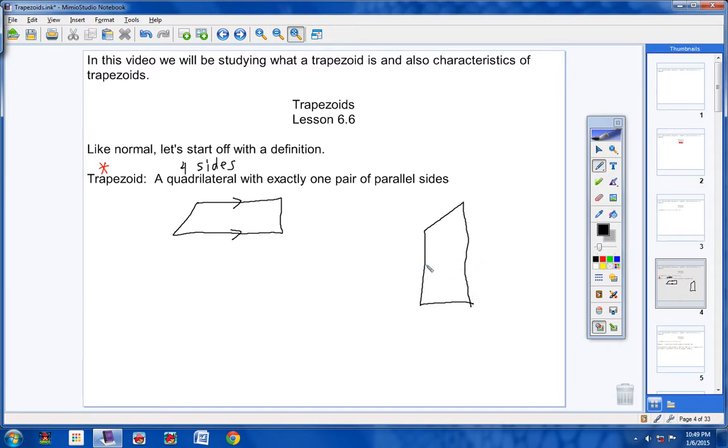Not the best drawing, but this side here is supposedly parallel to this side here. This side here is not parallel to this side here. You have exactly one pair of parallel sides. So a trapezoid is a quadrilateral with one pair of parallel sides. Alright, let's continue on.